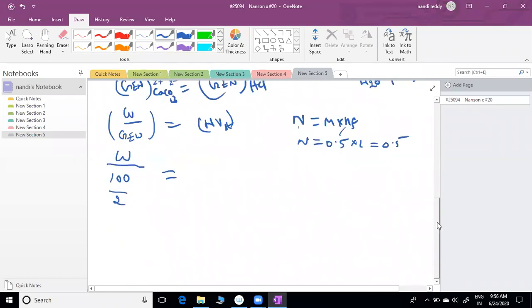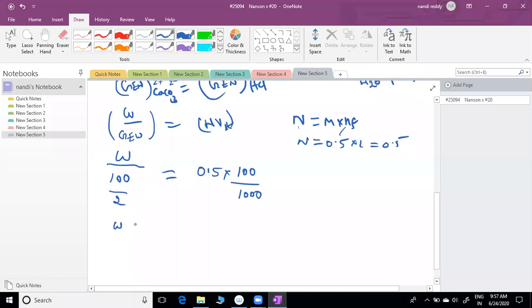So now we can substitute normality 0.5 into the volume in liters. If you want the weight in grams, take volume in liters. Otherwise you have to take milligrams. Clear? Volume in liters, so we are converting by 1000. Now calculate how much we'll get.